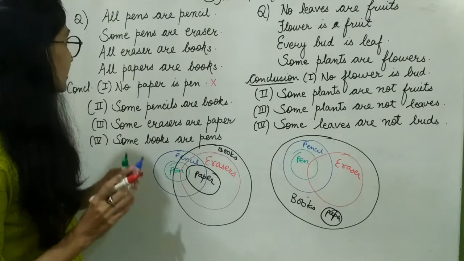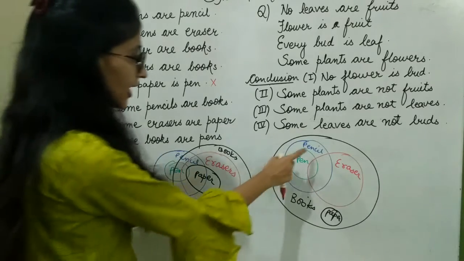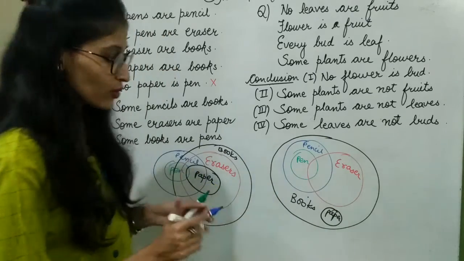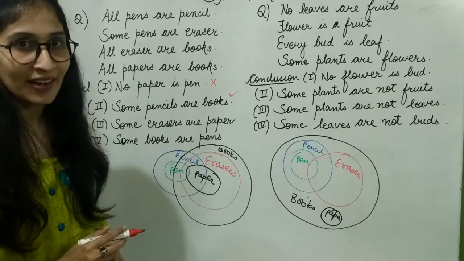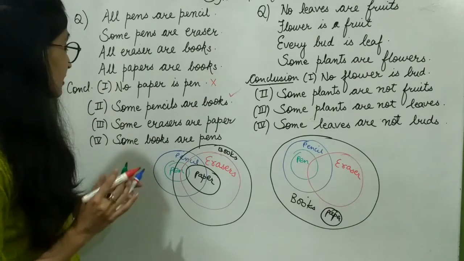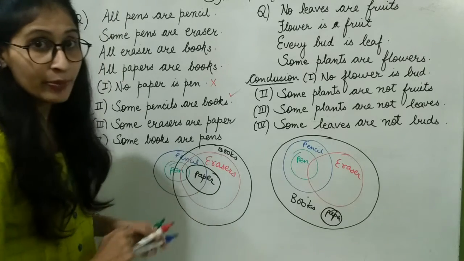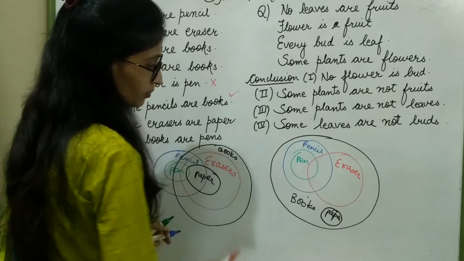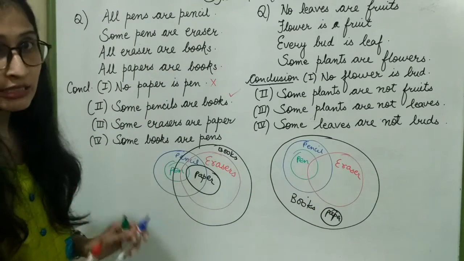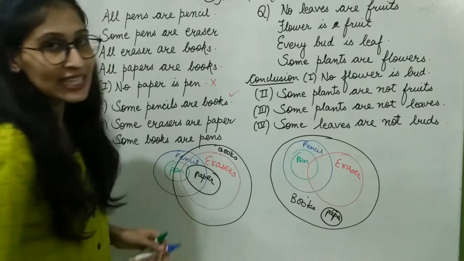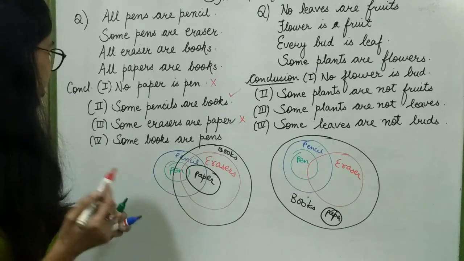Second conclusion is some pencils are books. Here also some pencils are books. So the second conclusion is satisfying both Venn diagrams. Third conclusion is some erasers are paper. Here some erasers are paper, but for the second Venn diagram, no eraser is a paper. So conclusion 3 is not satisfying my second Venn diagram. So it is false.